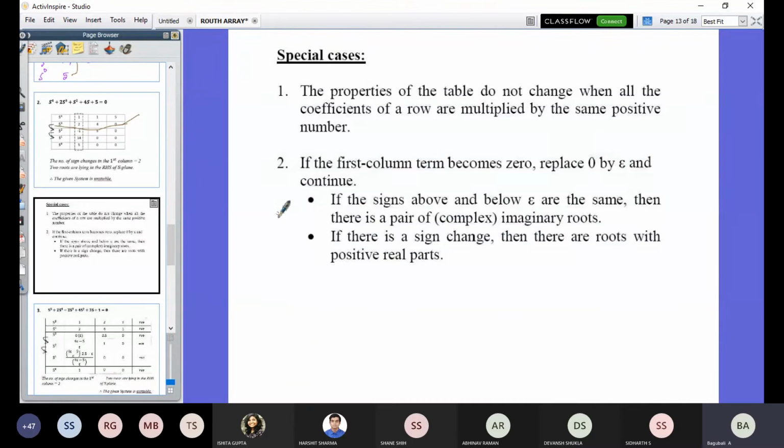Okay, that is the first one. If the first column term becomes 0, as I told you before, replace 0 by eta and continue. If the signs above and below zeta are the same, then there is a pair of complex imaginary roots. Check the row above zeta as well as the row below zeta for any sign changes. If there are no sign changes, there is a pair of complex imaginary roots. If there is a sign change, then there are roots with positive real parts. Is this special case property clear?